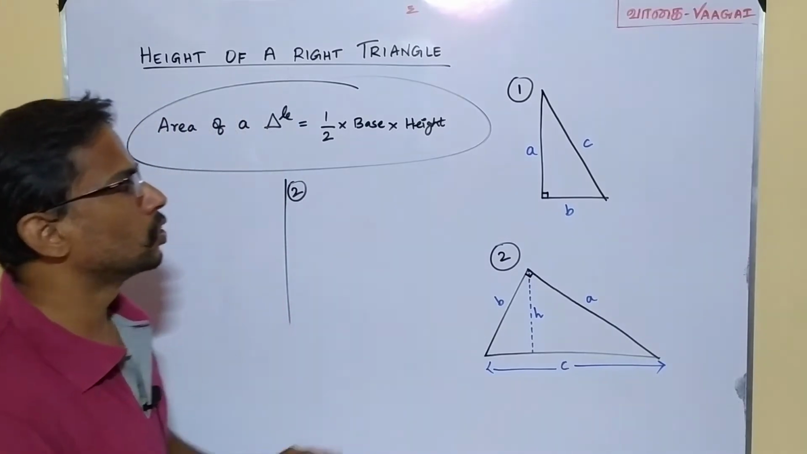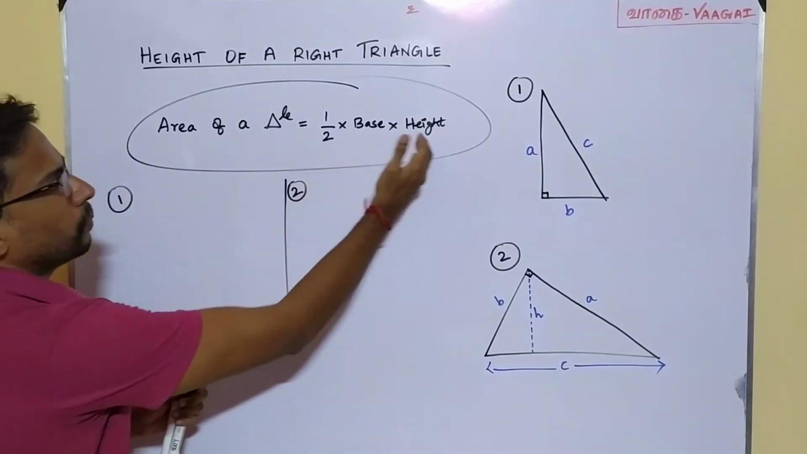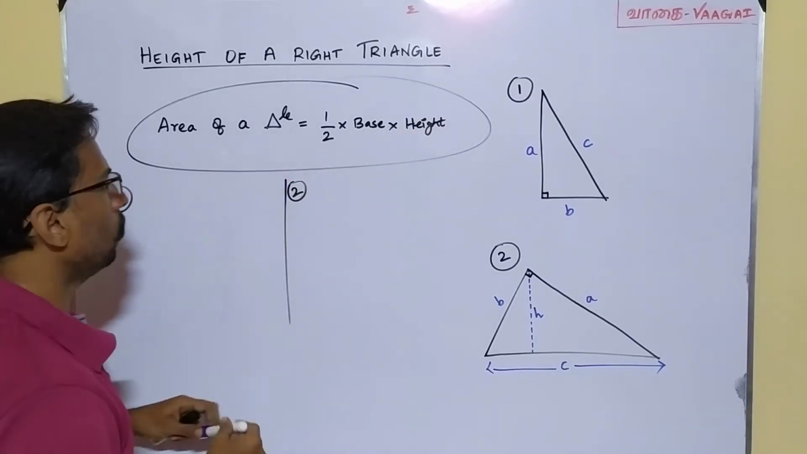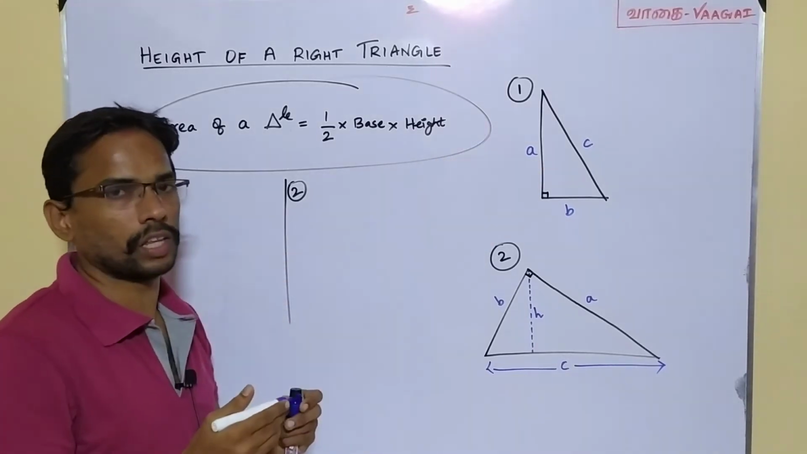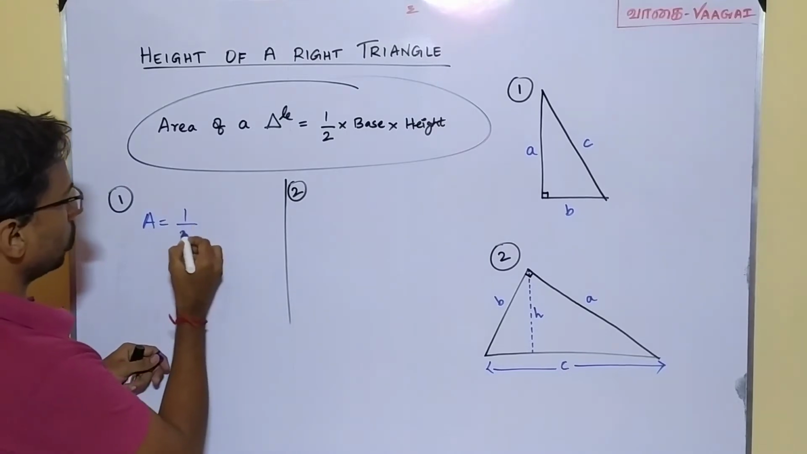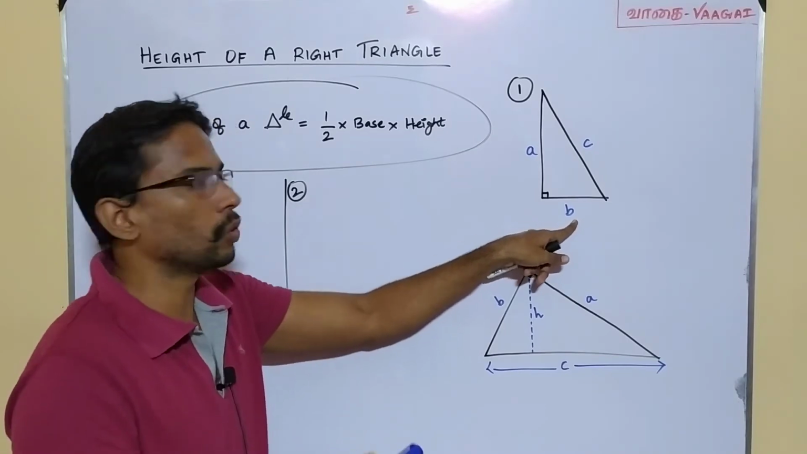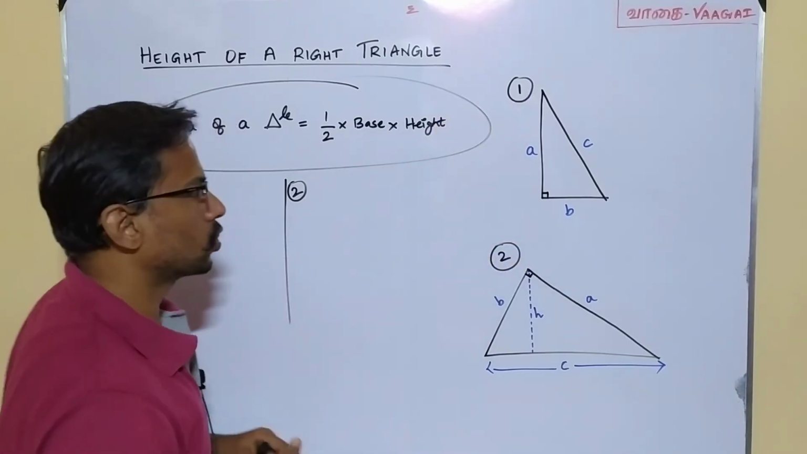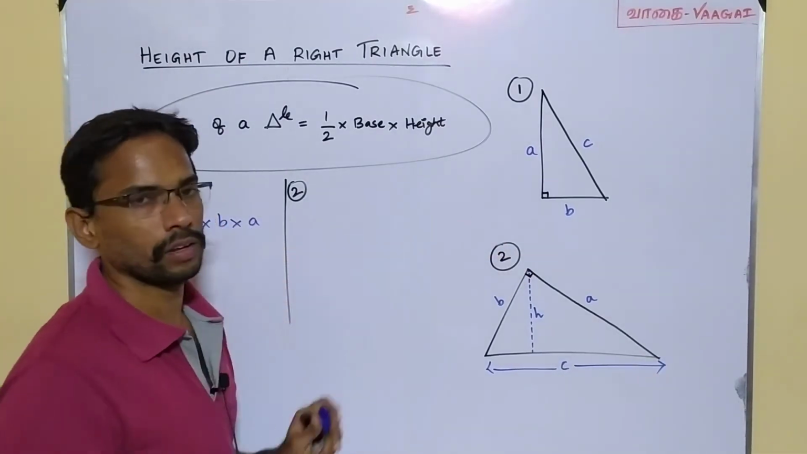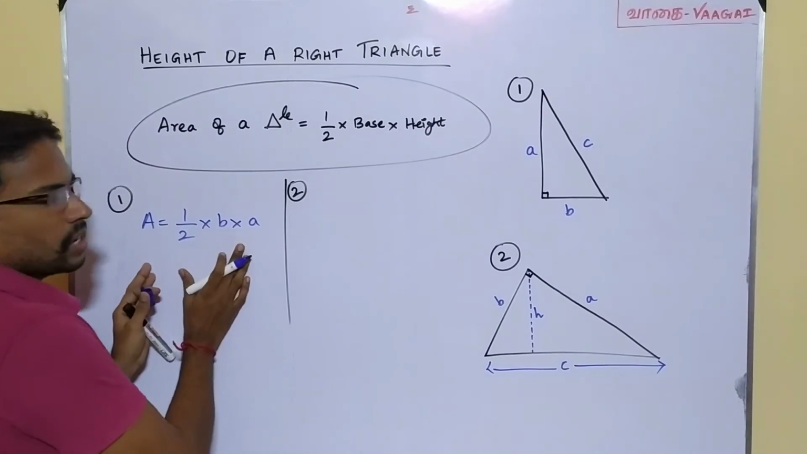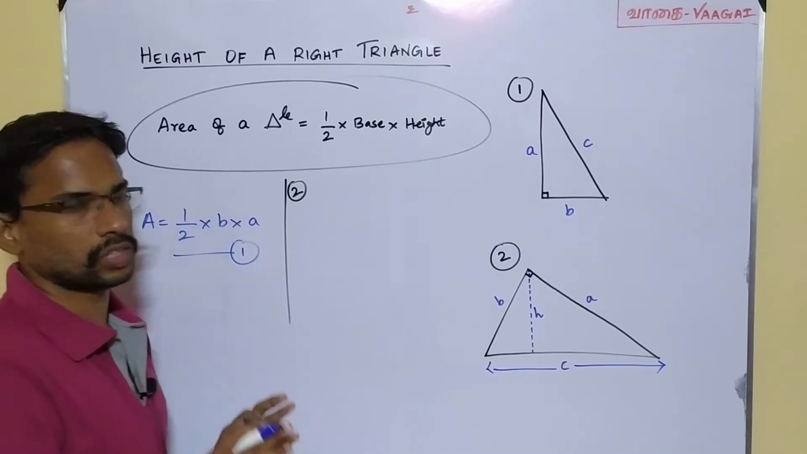Coming back to this first case, we know that area of a triangle is equal to half into base into height. So let's take it down. According to this case 1, area of this triangle is nothing but half into base into height. In this case, our base is going to be this B and height is going to be this A. No doubt, right? So that is half into B into A. Let's take it to be our first equation. So from case 1, we are getting our first equation.